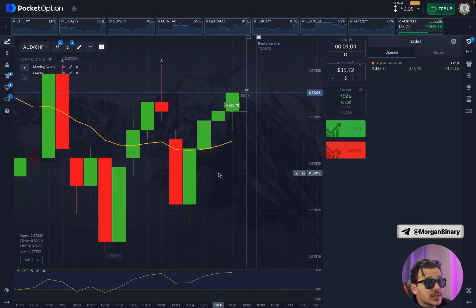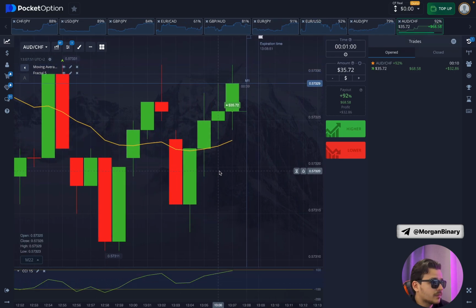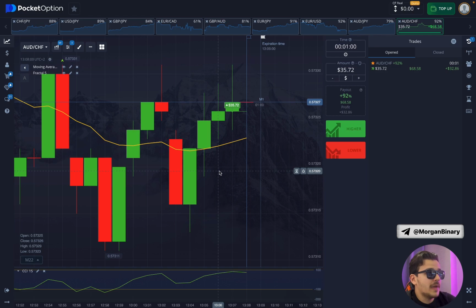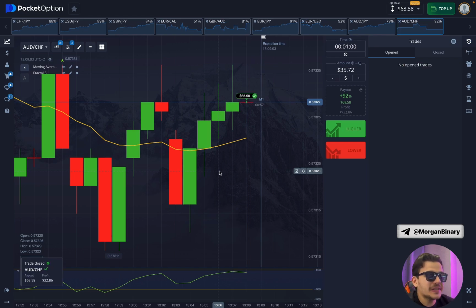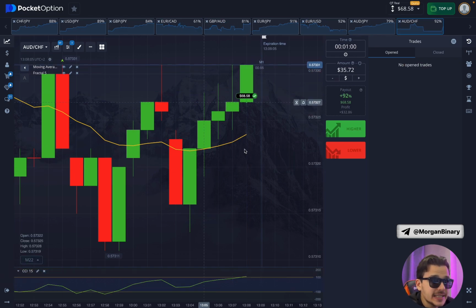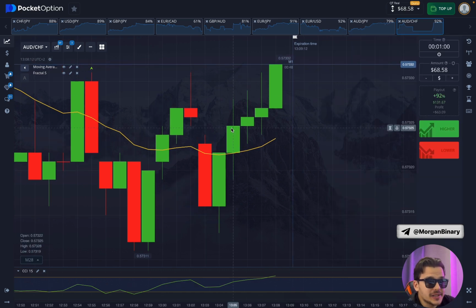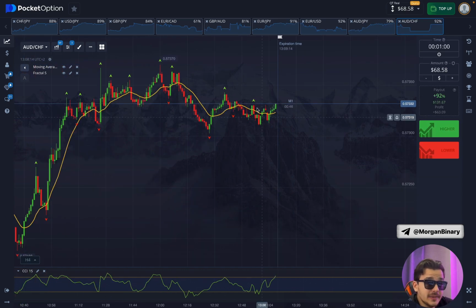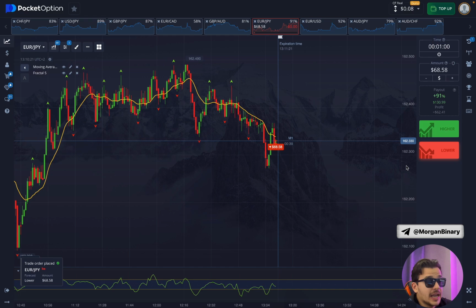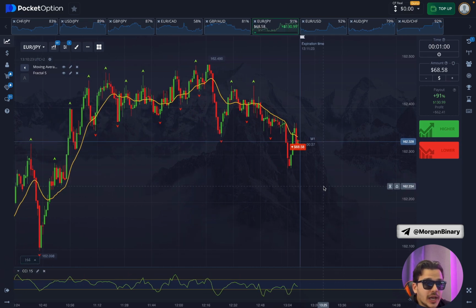Let's watch the result. And the trade closes in profit. Excellent. As you can see, the signal worked out very well. I will open the next trade with the maximum balance amount. Let's continue and pick the next asset. Now, let's open a trade for a downward movement.